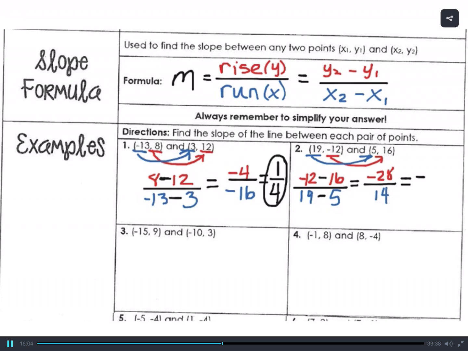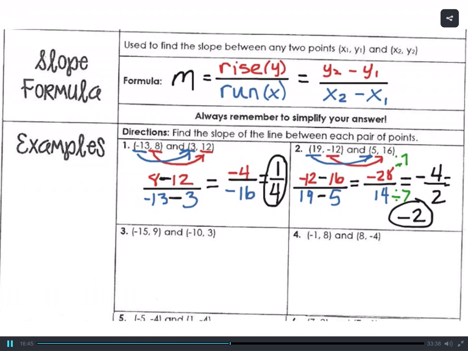28 divided by 14 does not go evenly, so let's try to reduce them both. Let's see, I think they're both divisible by 7, so divide them both by 7. 14 divided by 7 is 2. 28 divided by 7 is 4. Oh, and I'm silly. I guess 28 divided by 14 is 2. But that's okay, we can reduce this again. Negative 2 is going to be my final answer. Negative 4 divided by 2 is a negative 2.